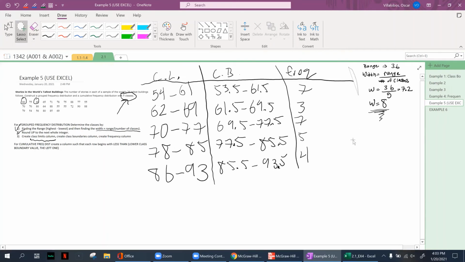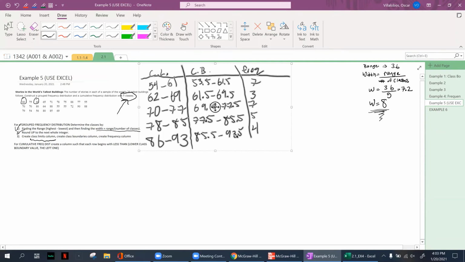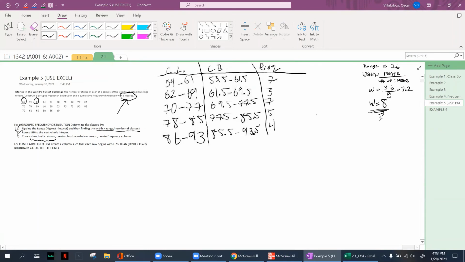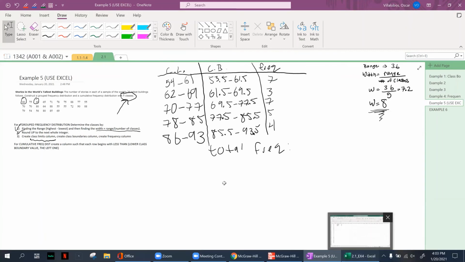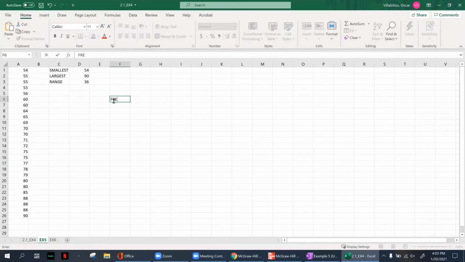Okay, let's go ahead and make this a little bit smaller. Something like that, right? And you may also be asked to find your total frequency. So, let's just say you're in Excel, and you plug this information into Excel.